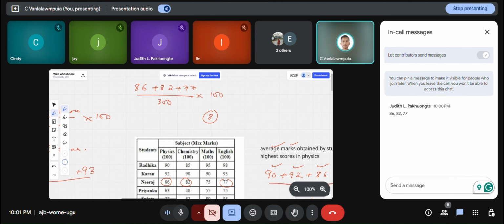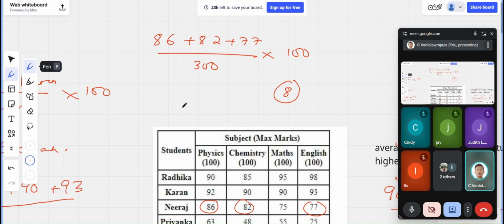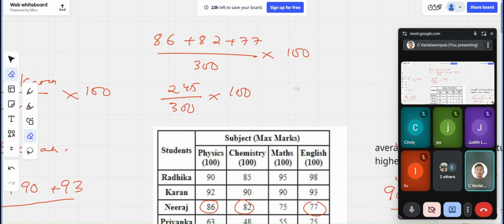Just give me the answer quick. If you add 86 plus 82 plus 77, you get 245. Then divided by 300 multiplied by 100. You cancel out the zeros and divide: 245 divided by 3 is 81.666. Now you get 6 marks. UGC NET Paper 1, 6 marks already.